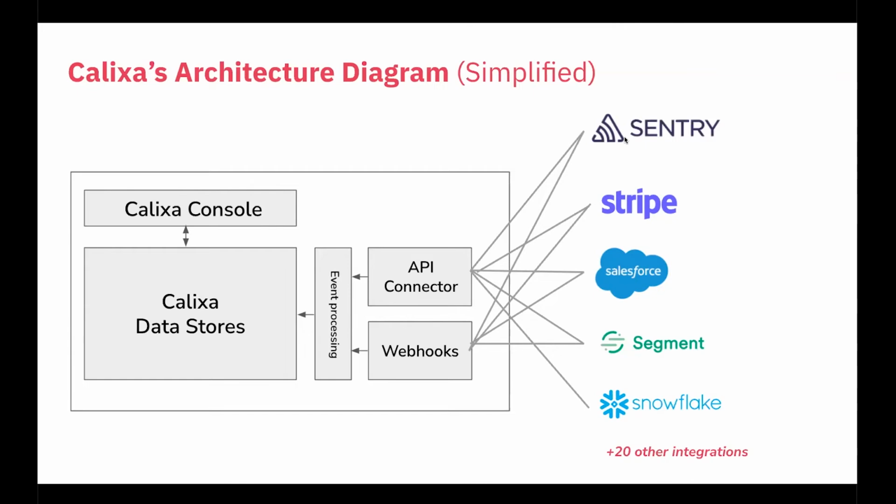And then we're putting it into our data store. We use a couple of different data stores for different parts of the product so that you can later query, slice and dice, and segment in the console. The data stores serve the console, and the console is a thin layer that reads into our internal APIs. So this gives you a high-level understanding of what Calixa is about.